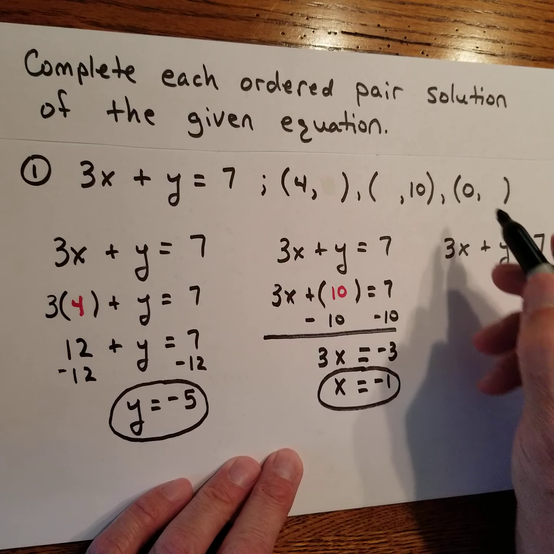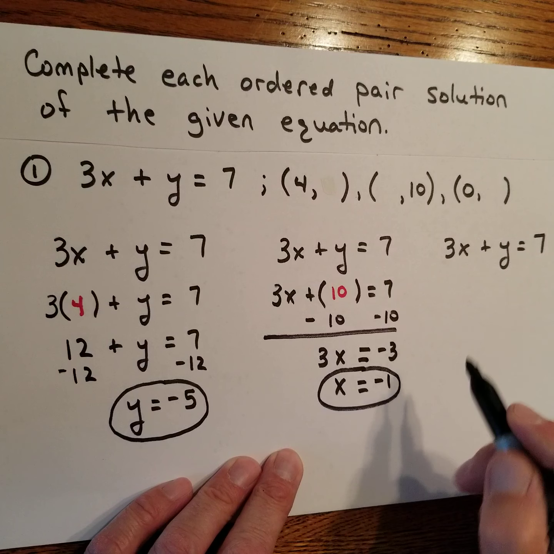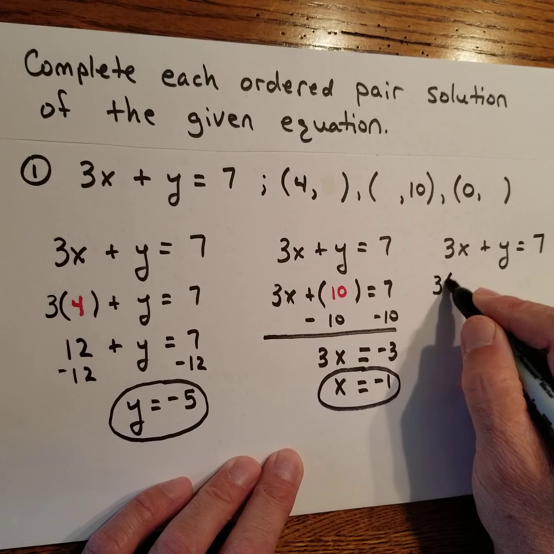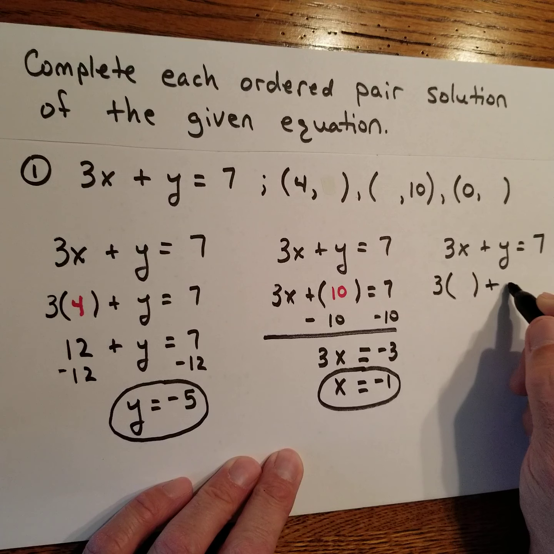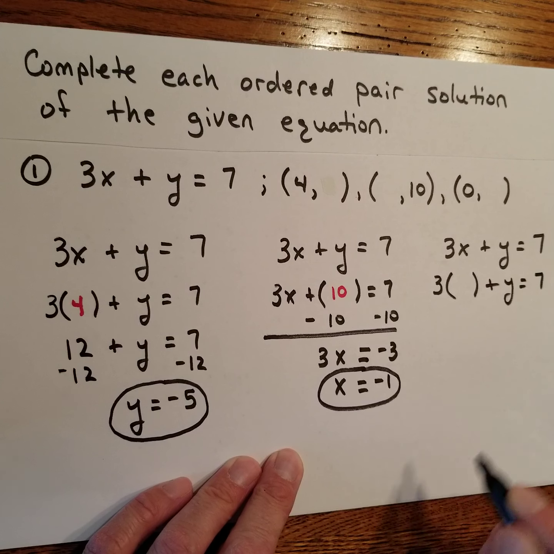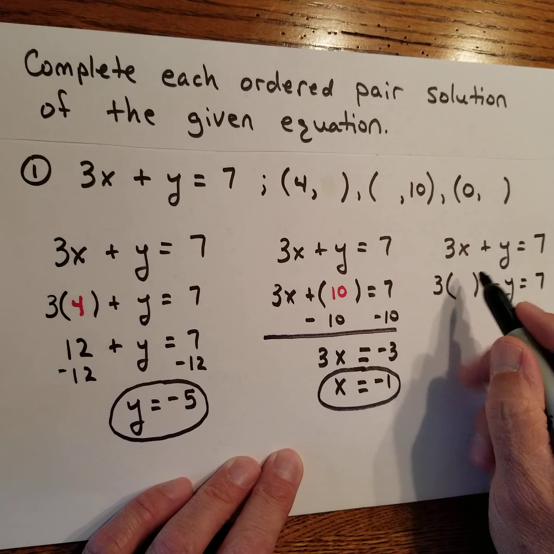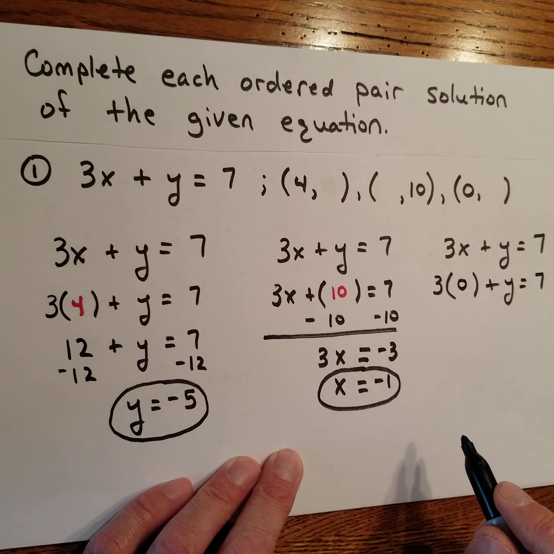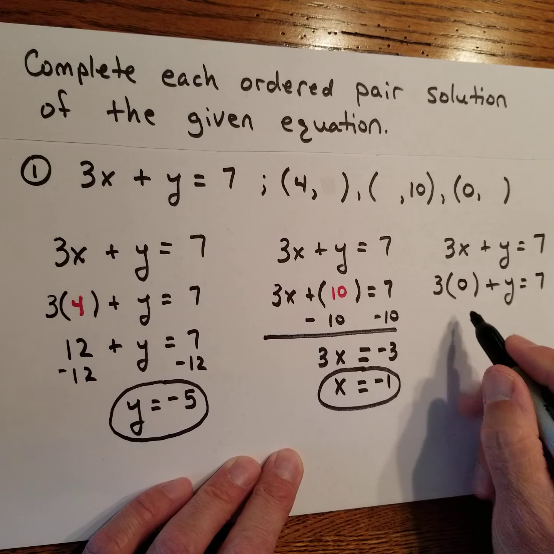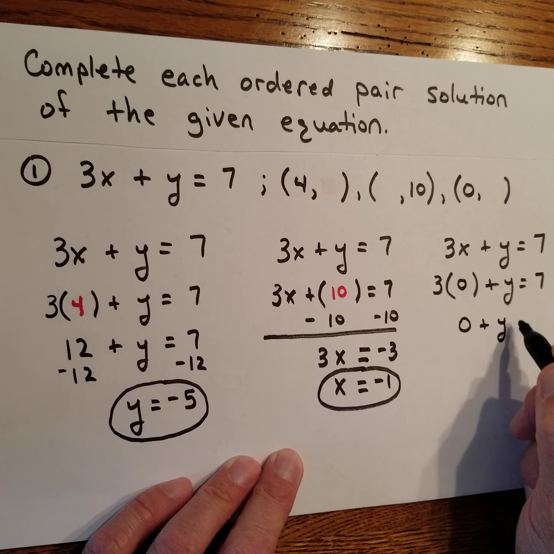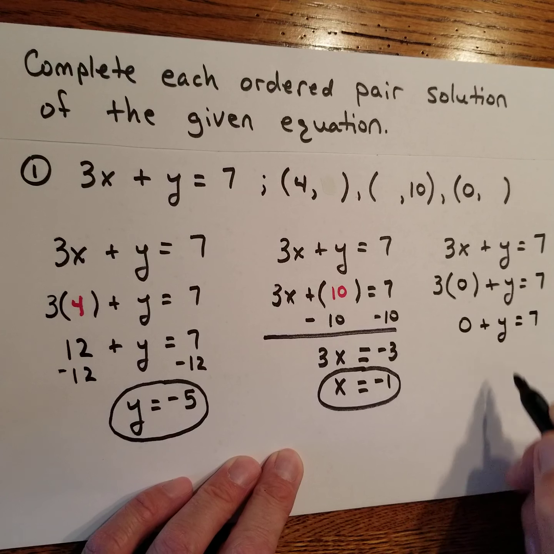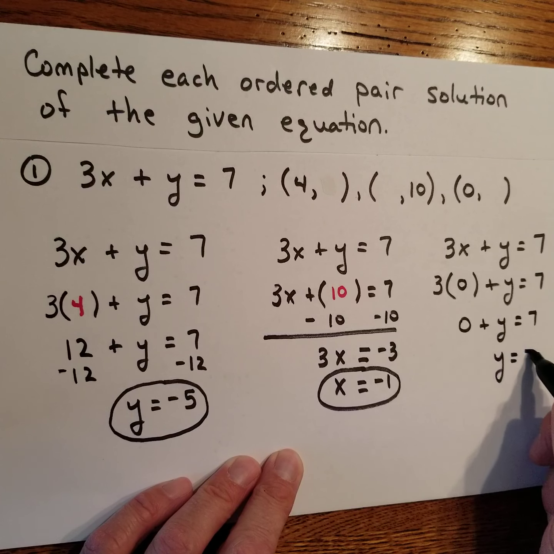Last example. X is 0. Find Y. They gave me a number to plug in for X. I'm supposed to find Y. X is 0. Plug in. 3 times 0 is 0. And 7 minus 0 is 7.